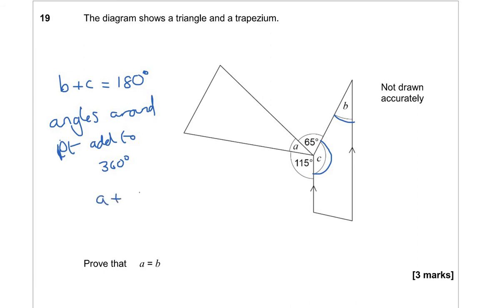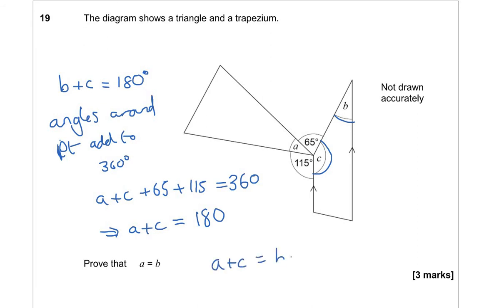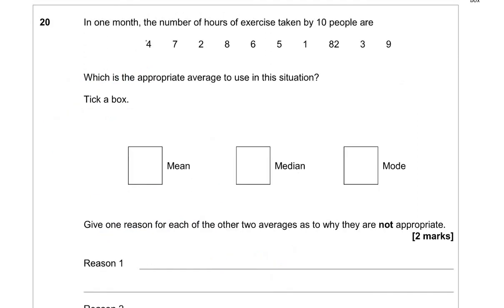Angles around a point add to 360. So this tells us that A plus C plus 65 plus 115 equals 360. And so A plus C equals, well, 65 and 115 is 180. So A plus C equals 180. So now we have that A plus C equals 180 and B plus C equals 180. So from there we can say that A plus C equals B plus C, and we can cancel off the C's. So this tells us that A equals B.